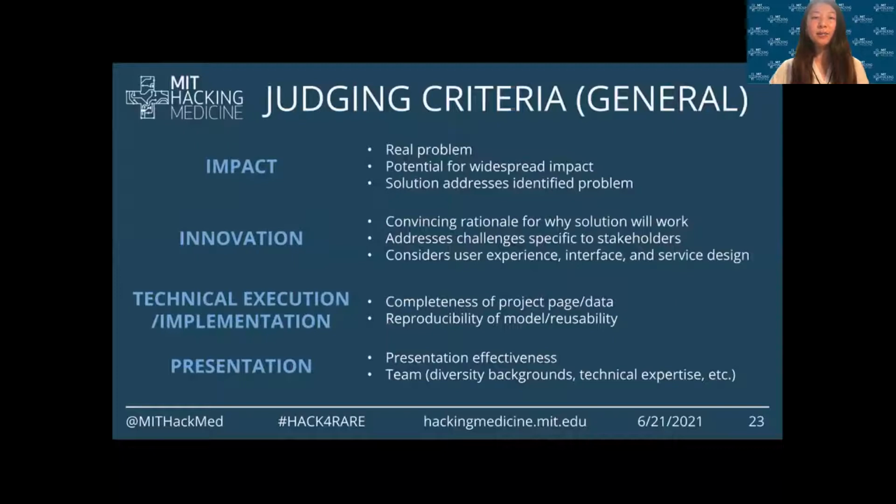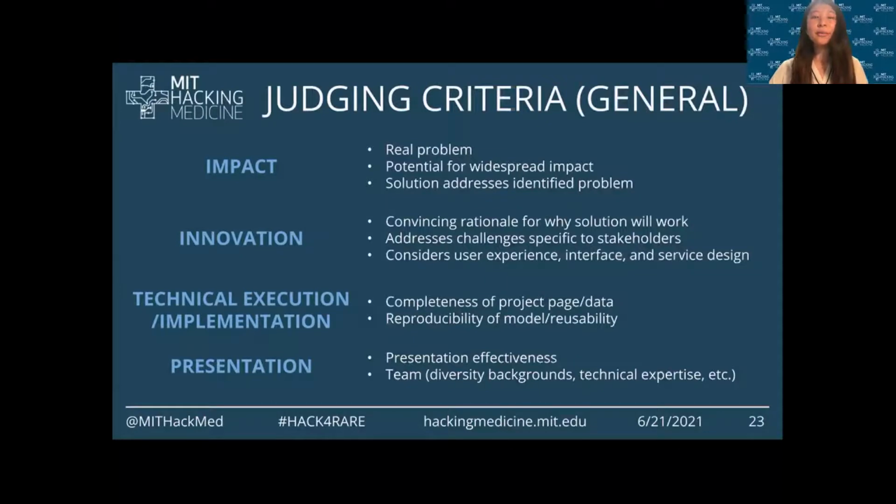The judging criteria that will be used for the general awards aligns closely with our design thinking process, and there are 4 main aspects that we emphasize. We want to see that the problem you have identified is a real problem that, when addressed with your solution, has the potential for widespread impact. We want to see a solution that will work and is feasible, that addresses challenges in an innovative way, and that considers things like user experience, interface, and service design.